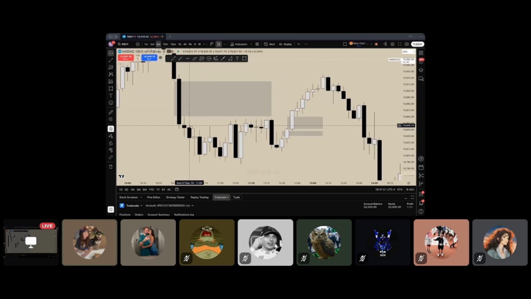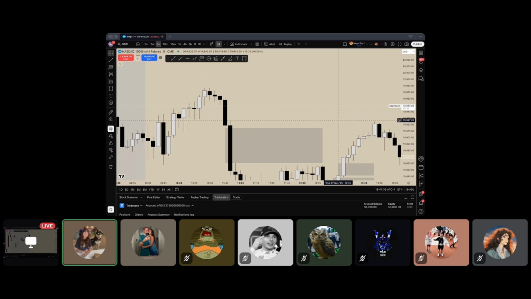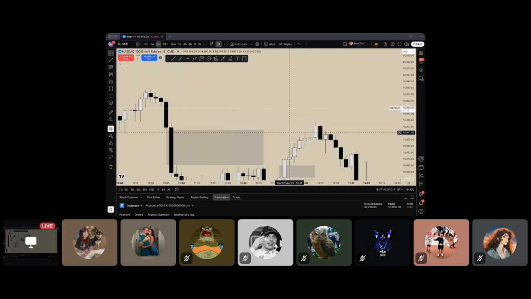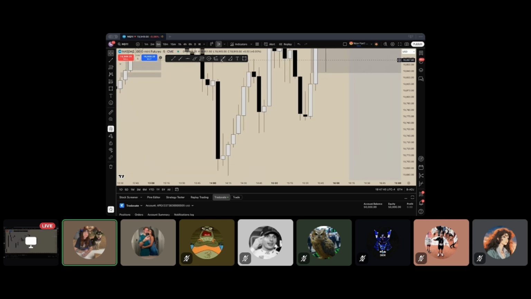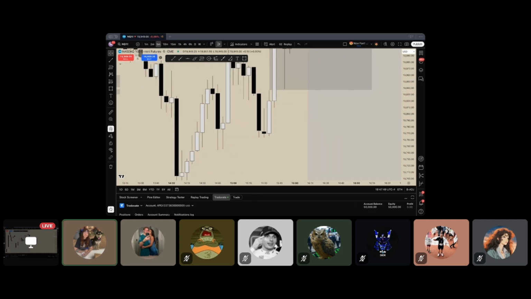And then we chopped and kept rejecting similarly off of that fair value gap, right? And then price never really could flip it. So these stay in play until they're invalidated. A fair value gap, to me, I use them until they're invalidated. That's basically how I do it. Any questions?